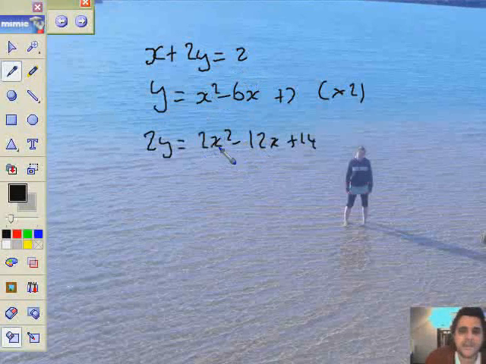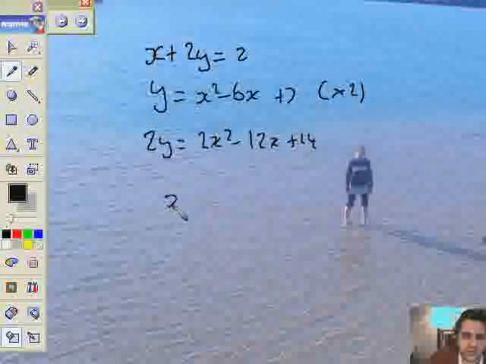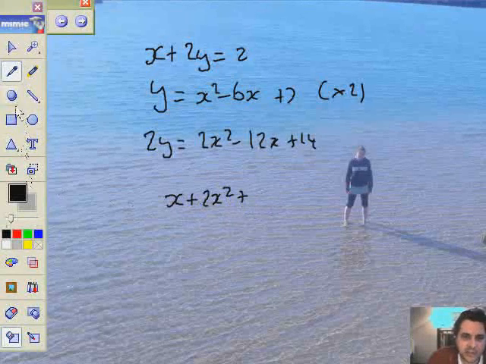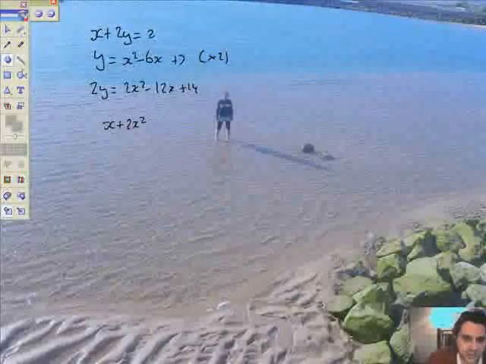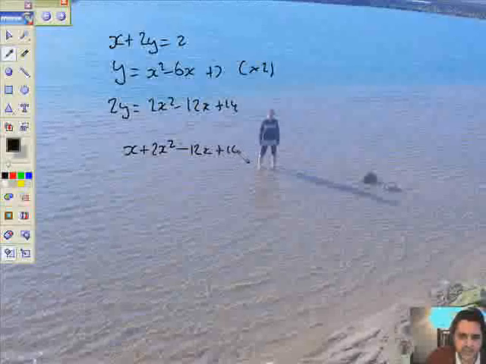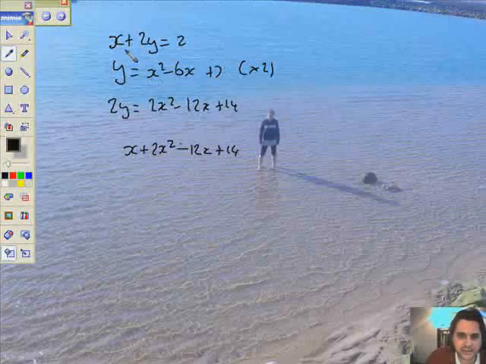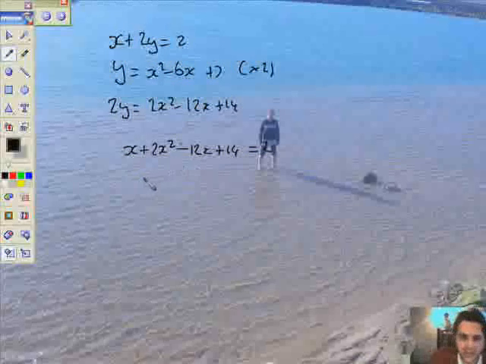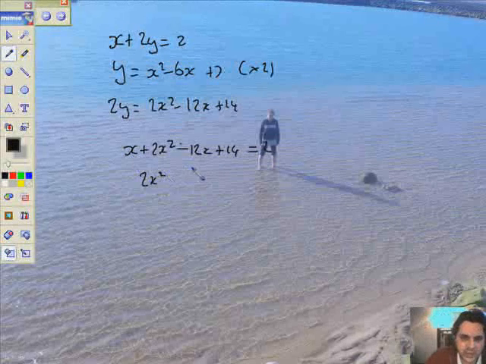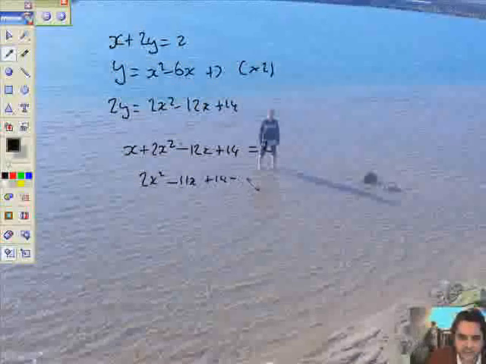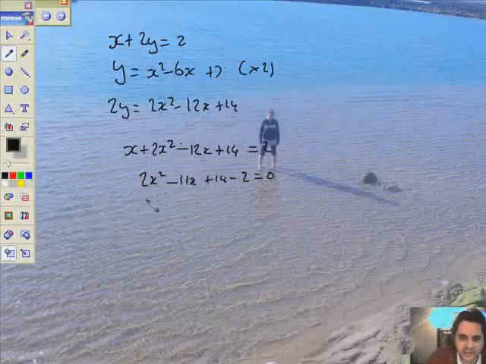Yes, it does. So here I go. I've got x plus 2x squared minus 12x plus 14. Okay, so that's all that, and that equals 2. Tidy it up a little bit. 2x squared minus 11x plus 14, take away the 2 is 0.